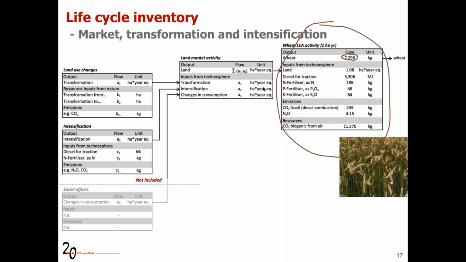Then you see all the normal inputs. And these normal inputs are diesel for traction. We have inputs of nitrogen fertilizer, phosphorus fertilizer, potassium fertilizer, and we have some normal crop emissions. But then we also see that we have an input of land. We have the input of land here.